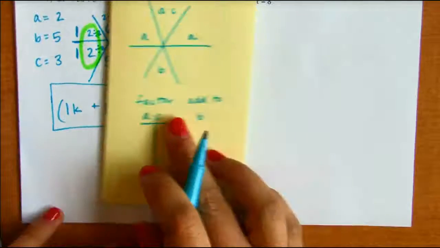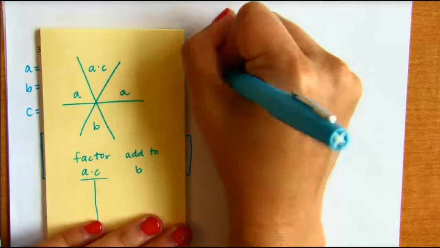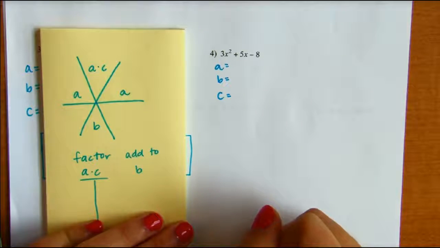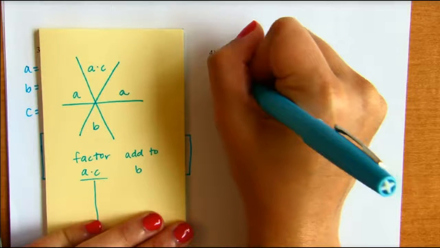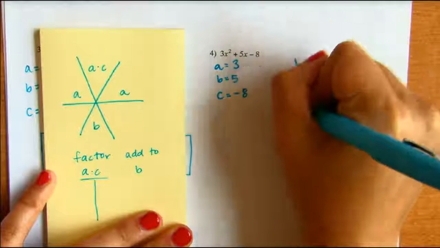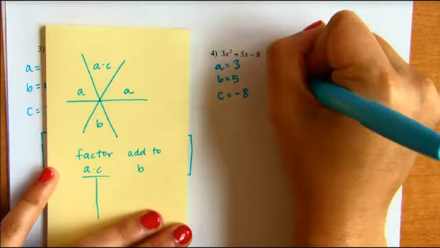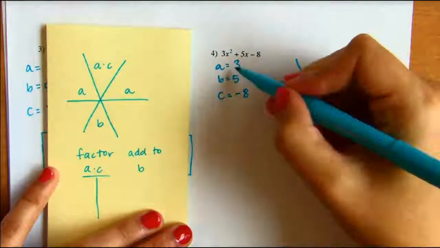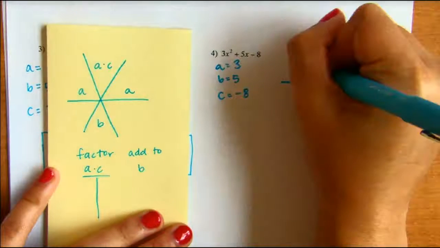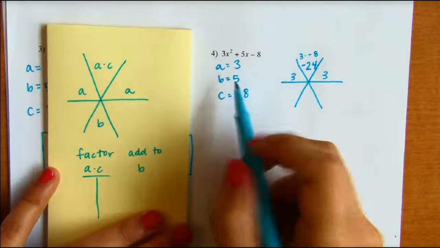Okay, let's look at number 4. So again, I'm going to start off, what is A, what is B, what is C? In this case, A is 3, B is 5, and C is a negative 8. Let's fill out my snowflake. A is going to go here and here, so I've got a 3 here and a 3 here. A times C is 3 times negative 8, which will give me a negative 24. And my B value is 5.